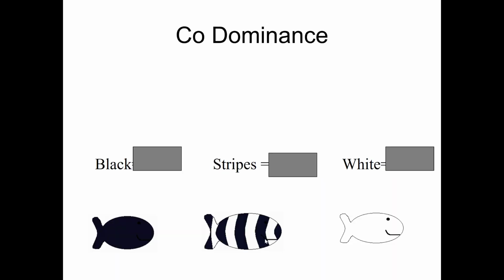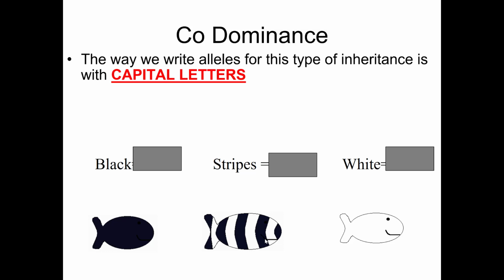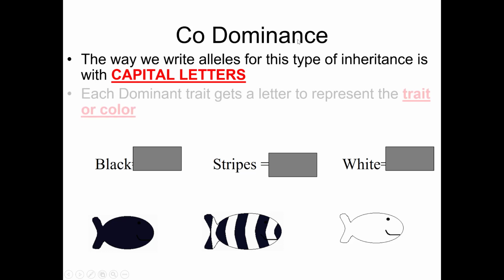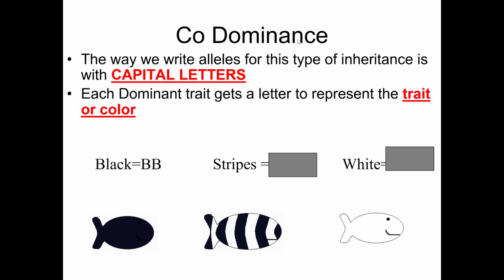So when we write this out, we always write this as capital letters because it is dominant. The word dominance is in the name, so we're always writing it out with capital letters, no little letters here. Each dominant trait gets a letter to represent that trait or that color. So black would be capital B, capital B. Again, capital letters because we are dealing with dominant. White would be capital W, capital W.